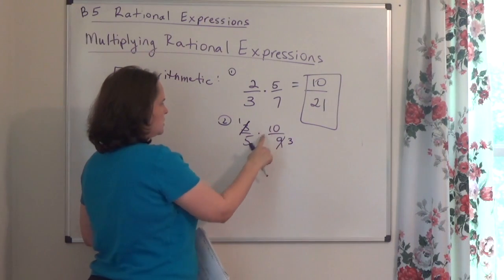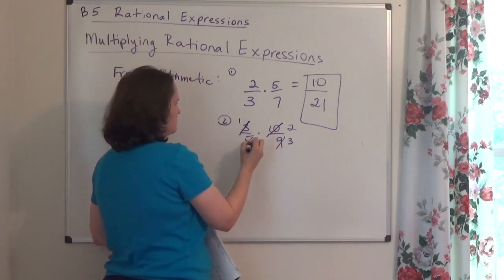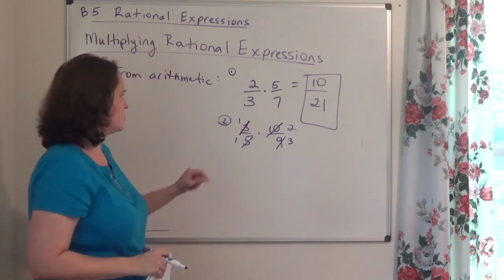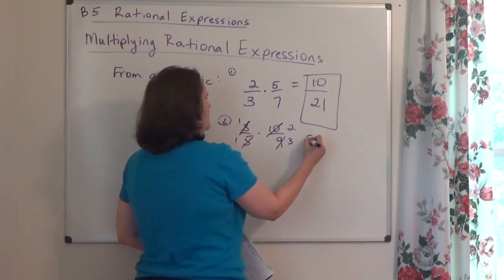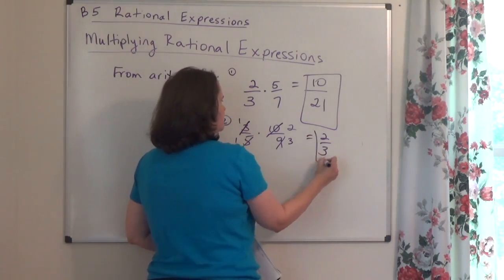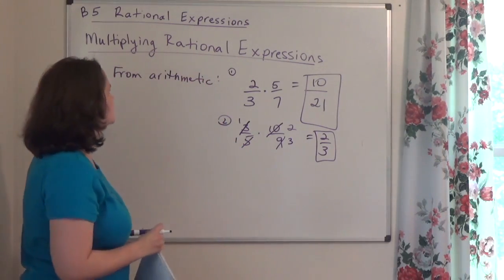And then 5 and 10 share a factor of 5. So 5 goes into 10 twice, and 5 goes into 5 once. So we're just left multiplying 1 times 2 on the top, 1 times 3 on the bottom. So our answer is 2/3. So we're going to follow those same rules for multiplying our rational expressions.